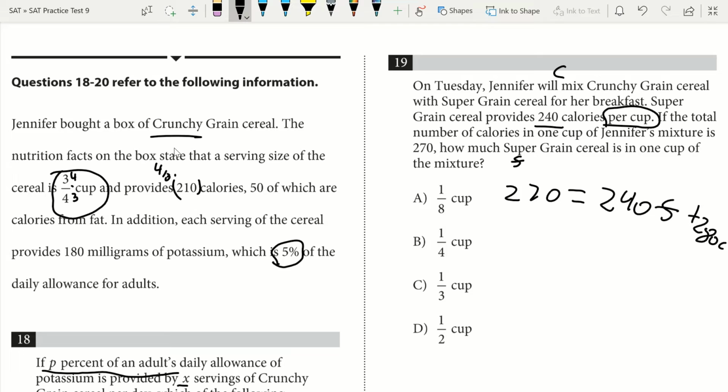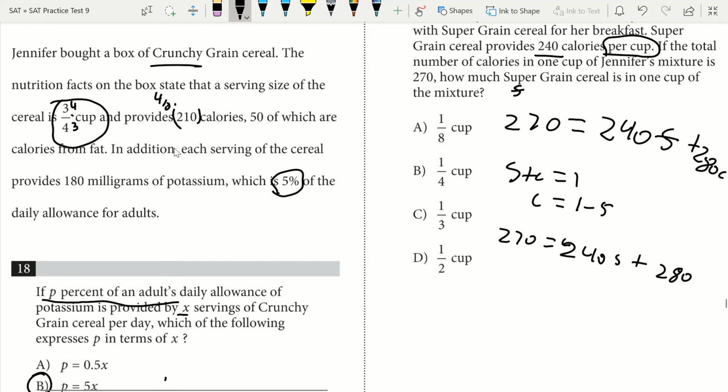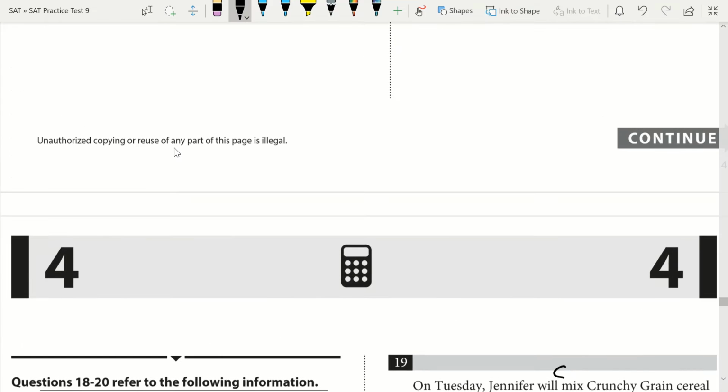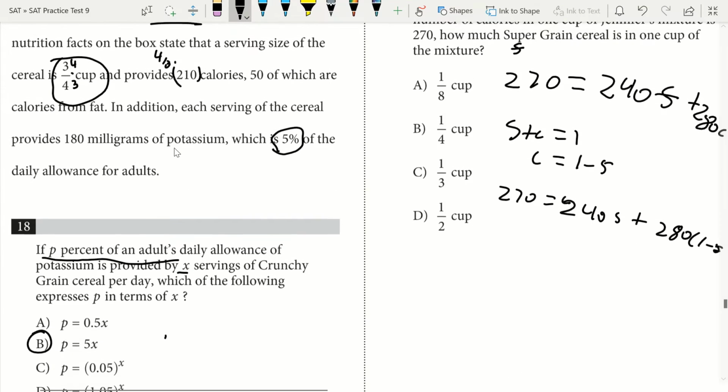Okay, so now I also know that S plus C equals 1 because it has to equal 1 cup. So now I'm solving for S, so I'm going to get what C equals, and that's going to be 1 minus S. I plug that in by that 280, so now I have 270 equals 240 S plus 280 times 1 minus S.